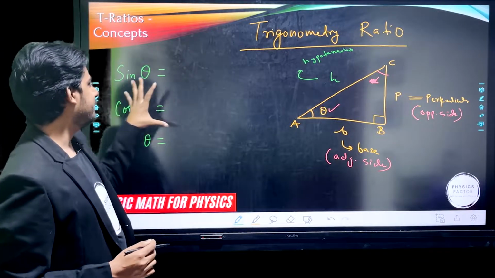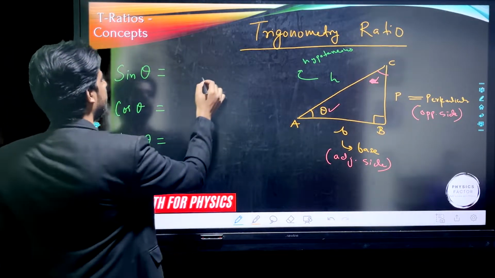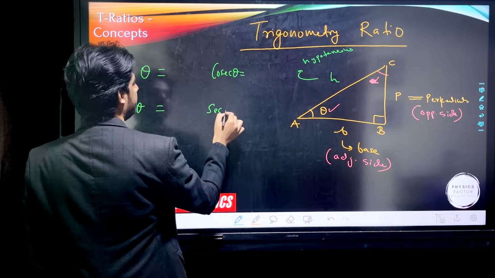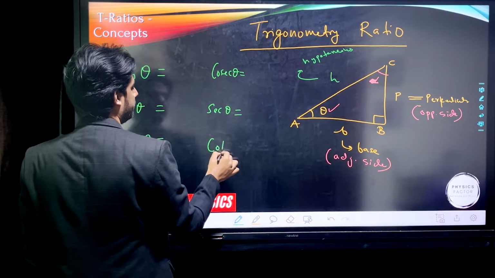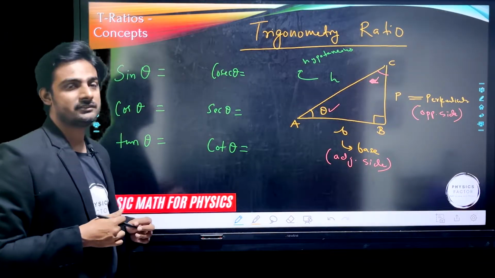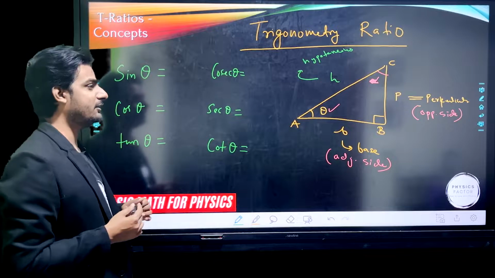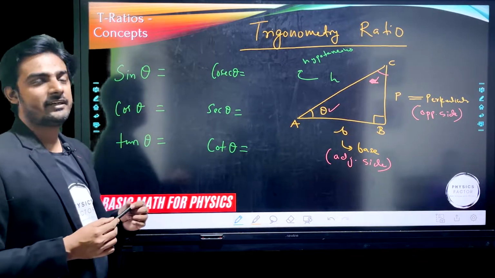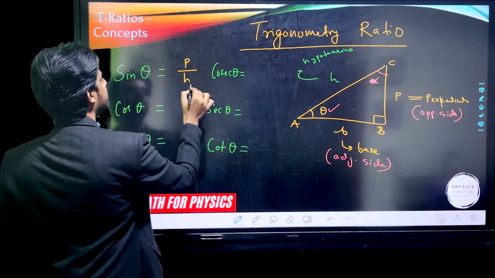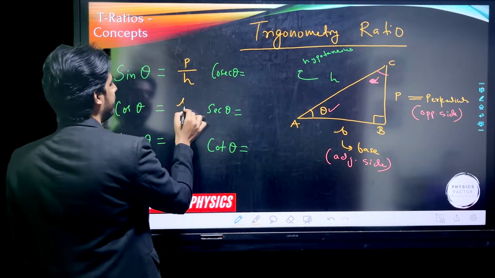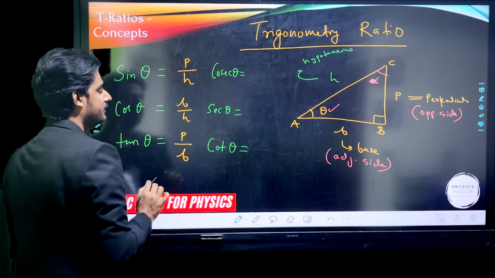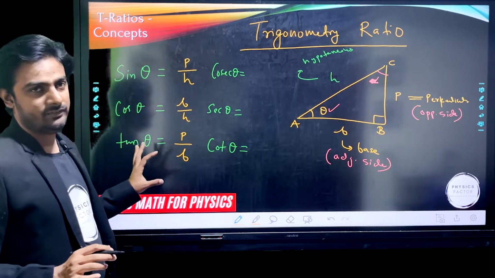And like that, 3 more ratios are defined. One is cosec theta, one is sec theta, and one is cot theta. So these are the terminology, or you can say these are the symbols defined for the ratio of two sides in trigonometry. So sin theta is defined as perpendicular upon hypotenuse. Cos theta is defined as base upon hypotenuse, and tan theta is defined as perpendicular upon base. This is how things are defined. We have to remember this.